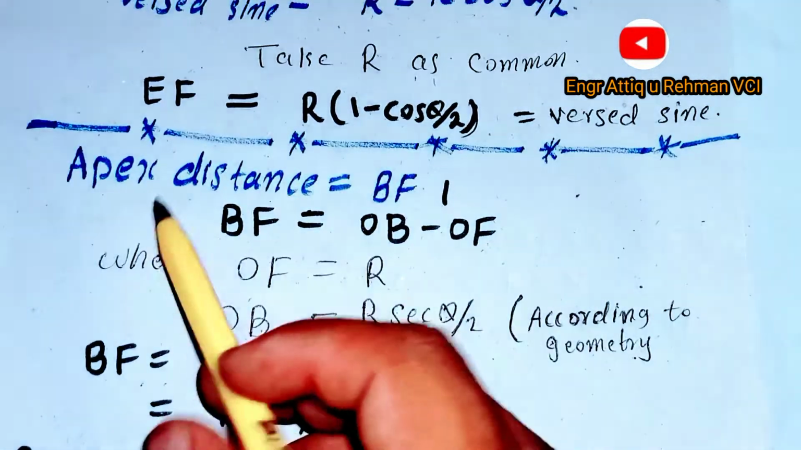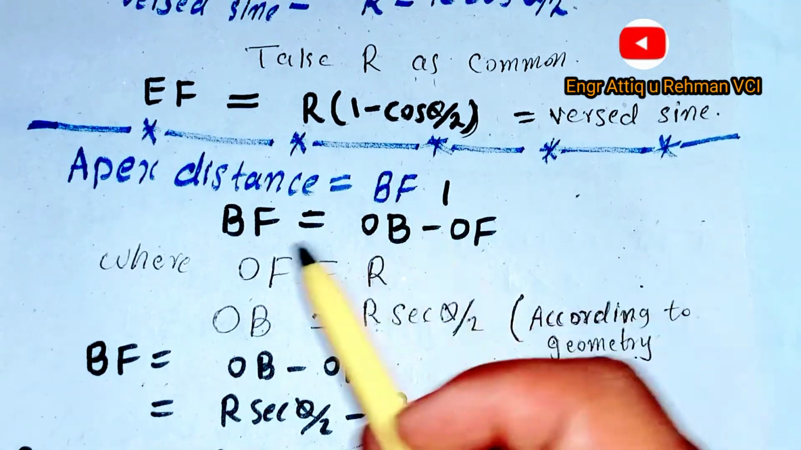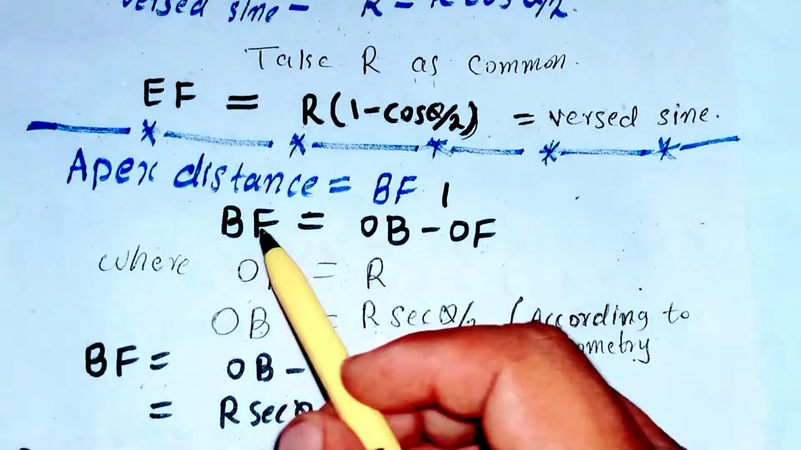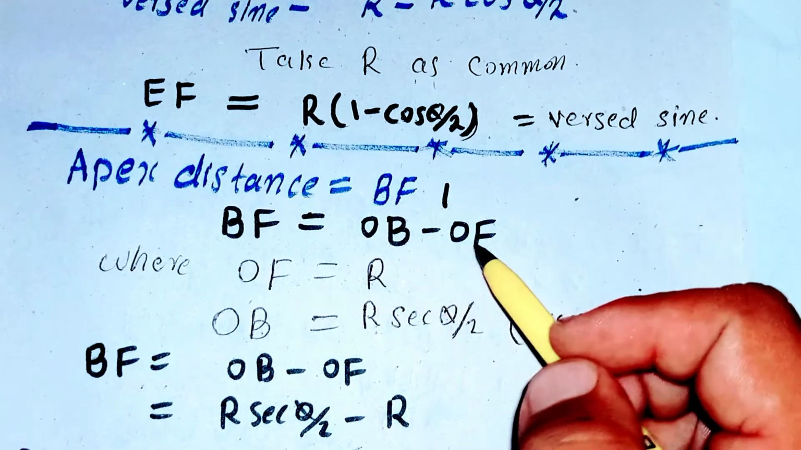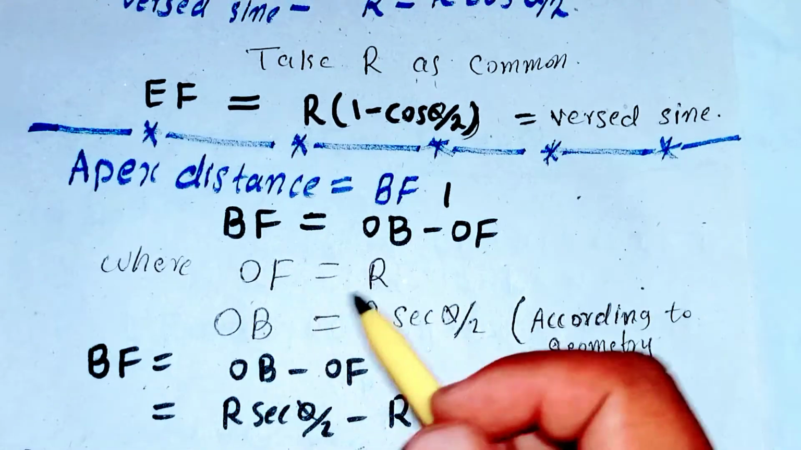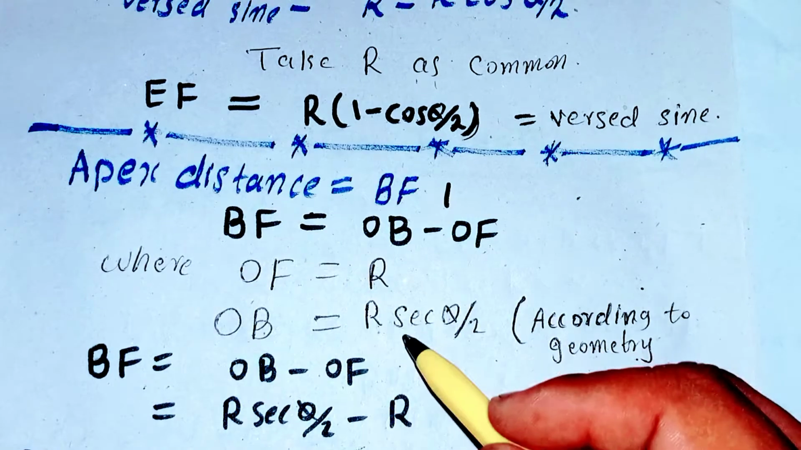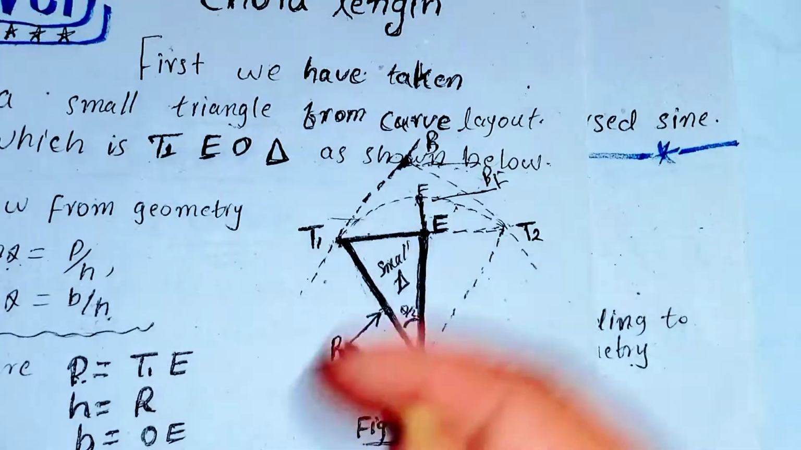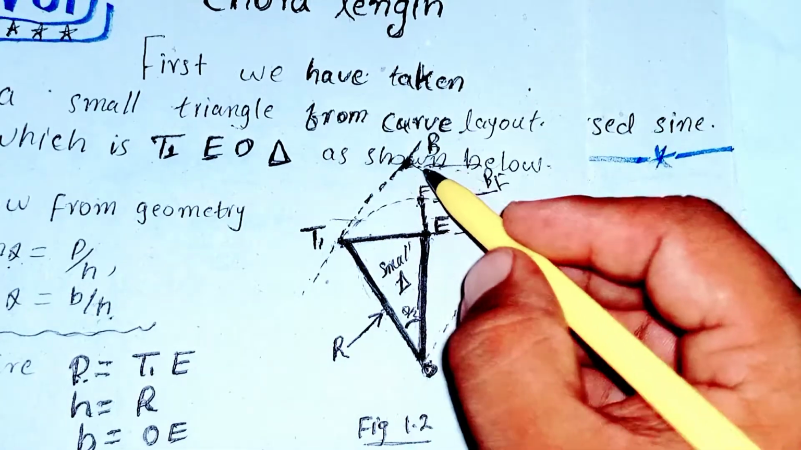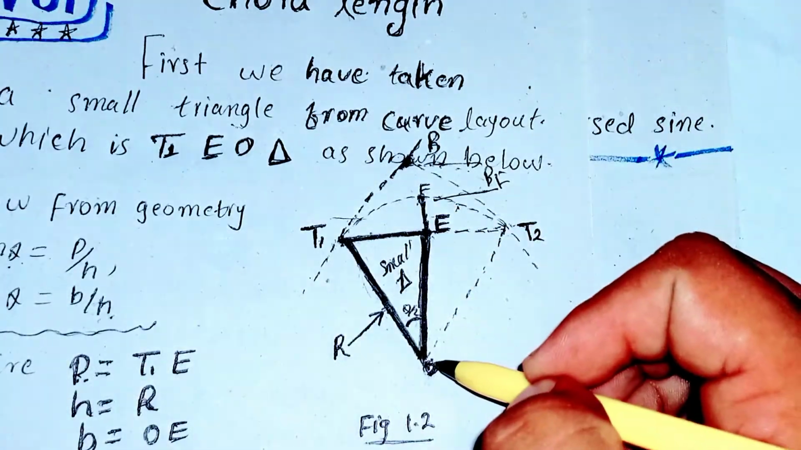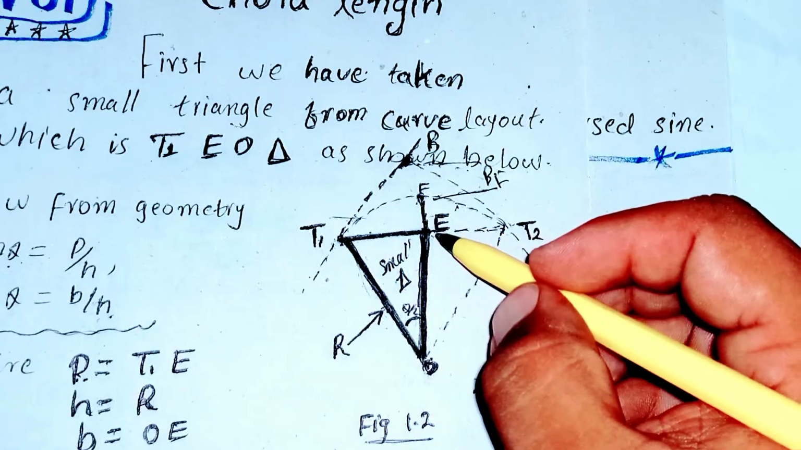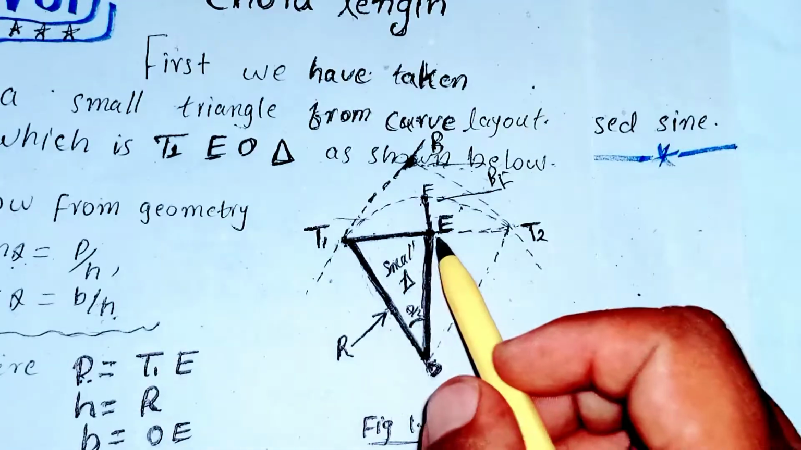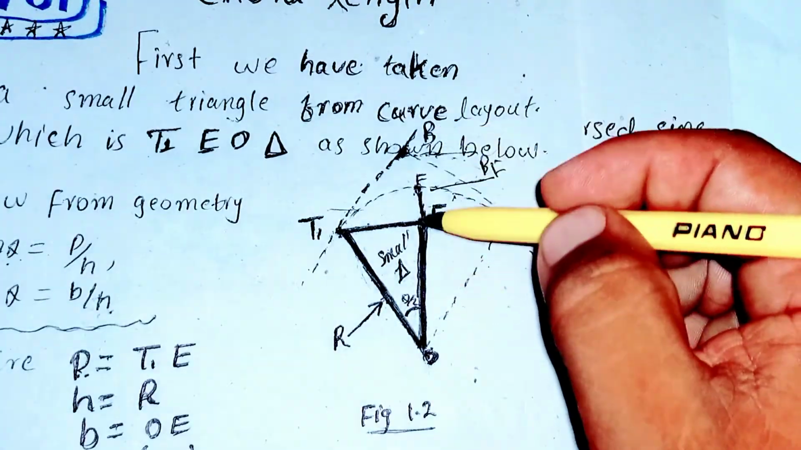The other is the apex distance, which is equal to BF. Here point B represents the intersection point. BF is equal to OB minus OF, where OF is equal to the radius of the curve, and OB is equal to r secant theta divided by 2 according to geometry. So we can see here that this is the intersection point B, this is F, and this is O. OF is equal to the radius of the curve, and OB is equal to r secant theta divided by 2, which is the reciprocal of cos theta.